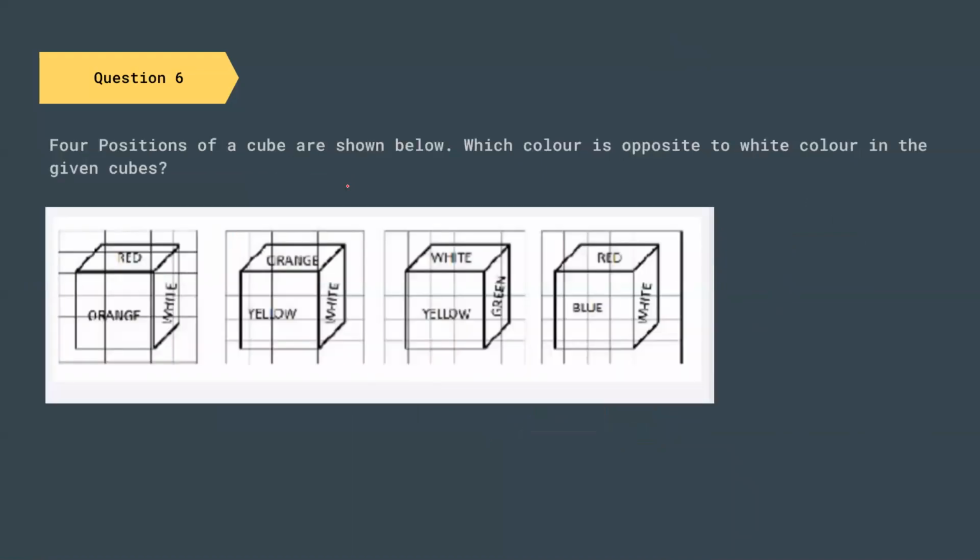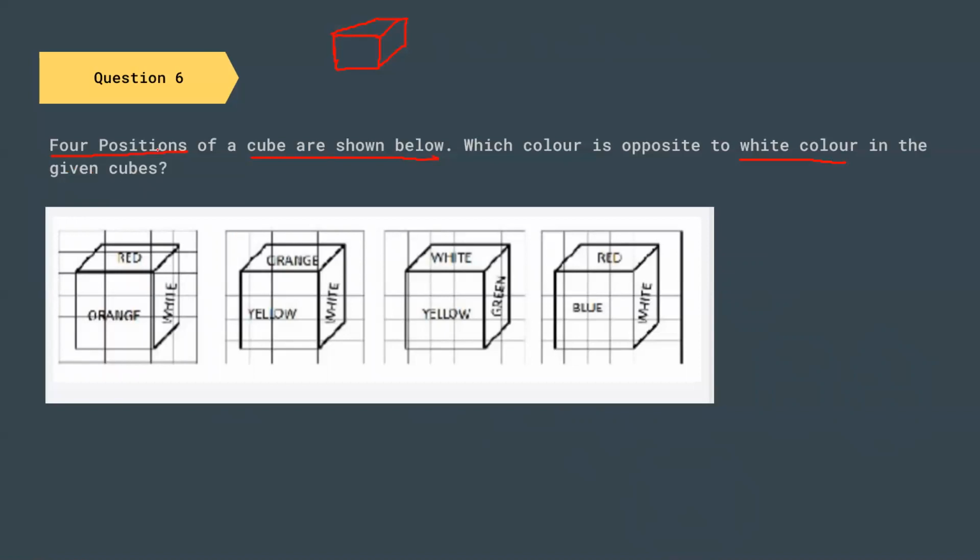Now this is another interesting question. Let us understand the question properly. Four positions of a cube are shown below. Which color is opposite to the white color in the given cubes? So there is a cube for us, and when we have a cube, we can rotate it and we can place it in different ways.